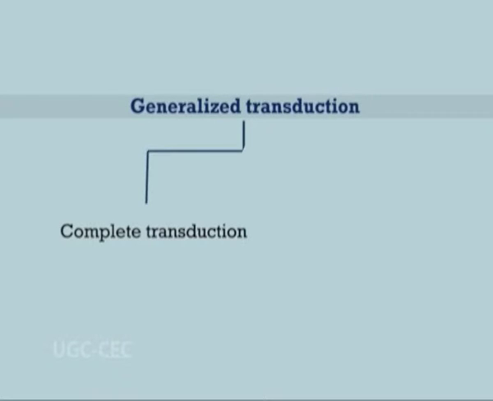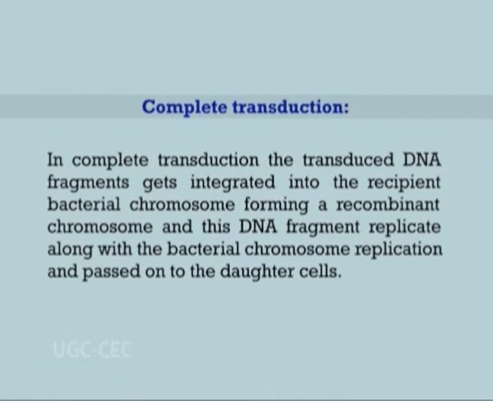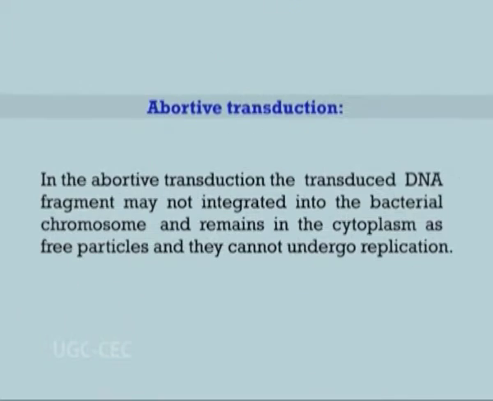Generalized transduction can be either complete or abortive. In complete transduction, the transduced DNA fragment gets integrated into the recipient bacterial chromosome, forming a recombinant chromosome. This DNA fragment gets replicated along with the bacterial chromosome and is passed on to the daughter cells. In abortive transduction, the transduced DNA fragment may not integrate into the bacterial chromosome and remains in the cytoplasm as a free particle, and it cannot undergo replication.